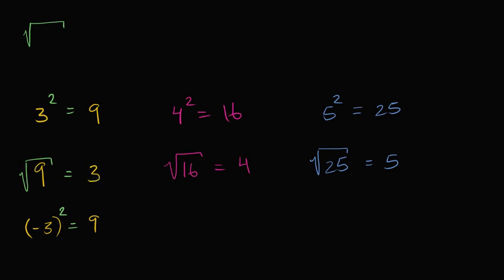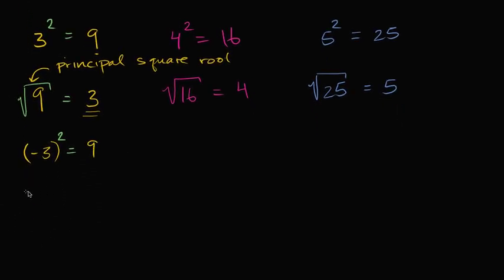But when you see a radical symbol like this, people usually call this the principal square root. Another way to think about it, this is going to be the positive square root. If someone wants the negative square root of 9, they might say something like the negative square root of 9, and that's going to be equal to negative 3.